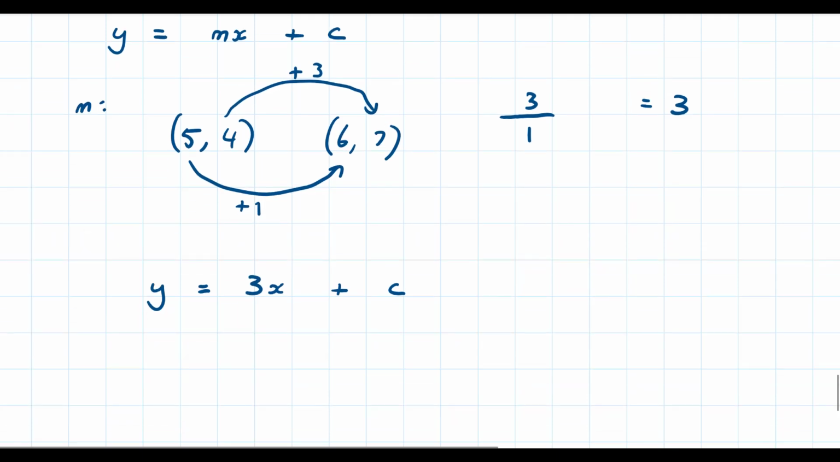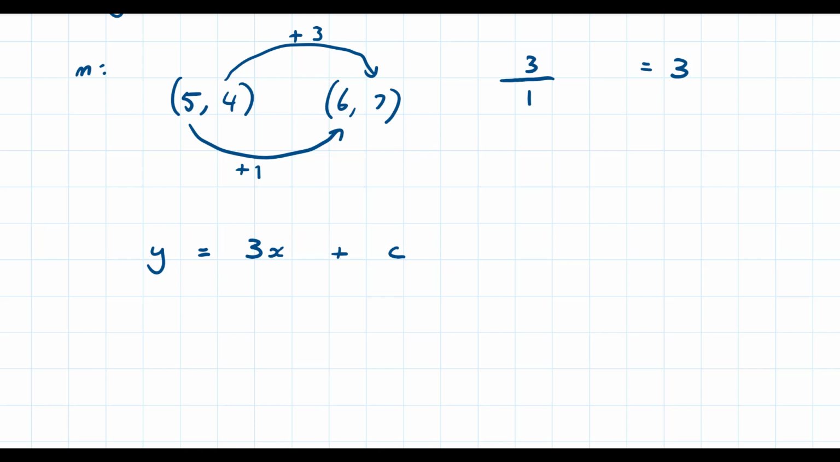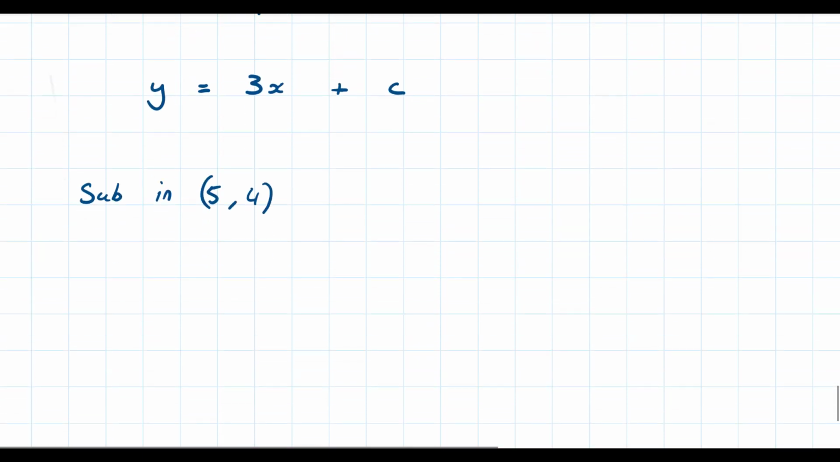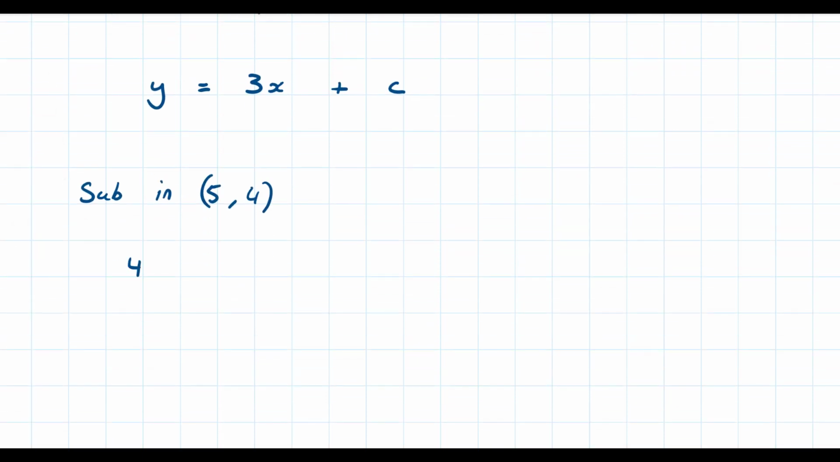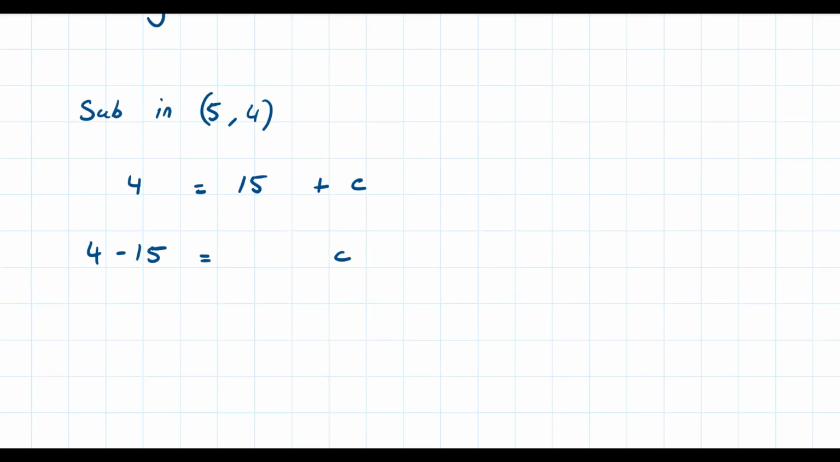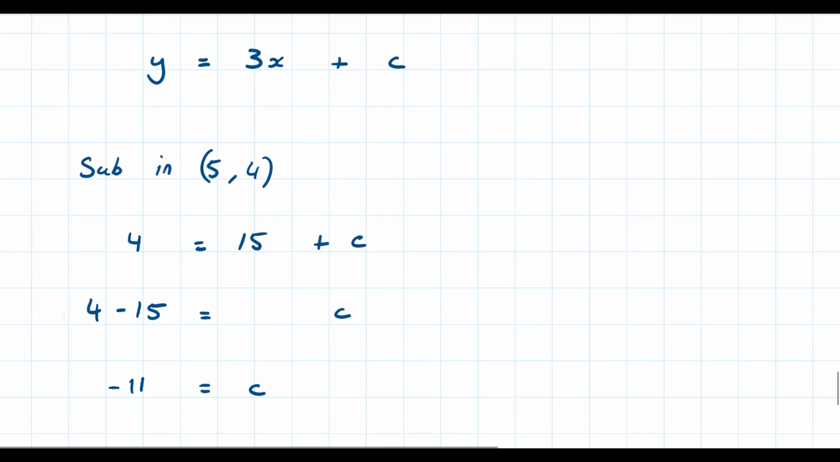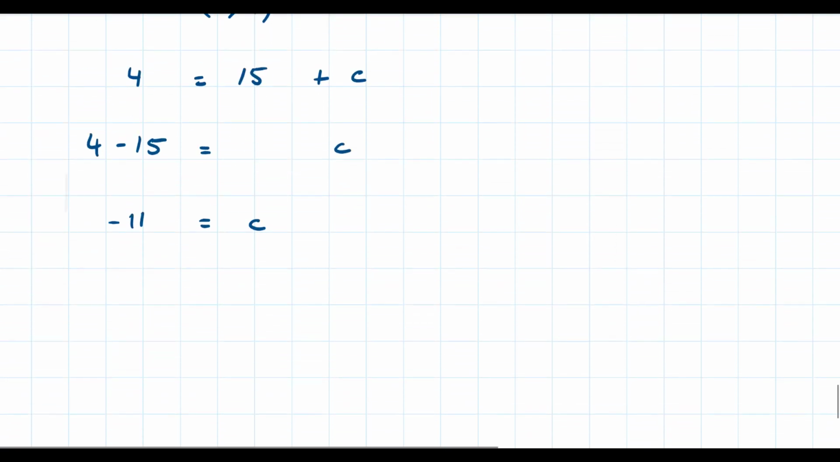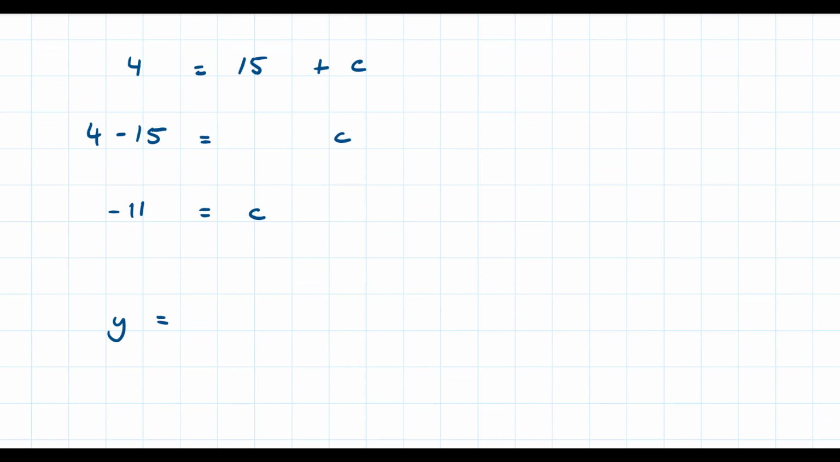I will now find the c by subbing in one of the coordinates. So I'll just choose (5, 4). So when y is 4, x is 5, so 3 times 5 is 15. Therefore, to get the c, I'll move the 15 to the other side by taking it away. 4 take away 15 is negative 11. And so my c is minus 11. My final equation is therefore y equals 3x minus 11.